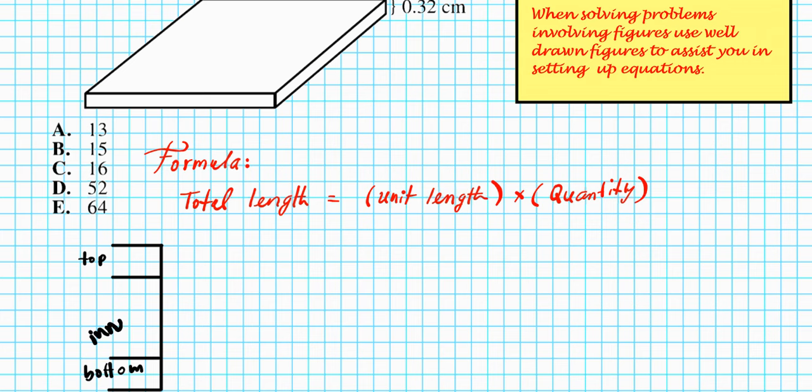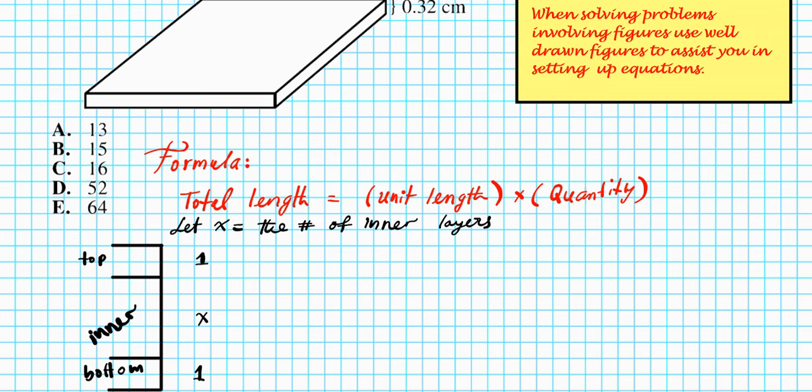And this is the inner layers, the multiple layers here. So we have just one top layer, and it's 0.03 centimeters thick, right? We have one bottom layer. And how many inner layers do we have? We do not know, so let's represent it by x. Let's declare the variable: let x equal the number of inner layers. That's what we're solving for.